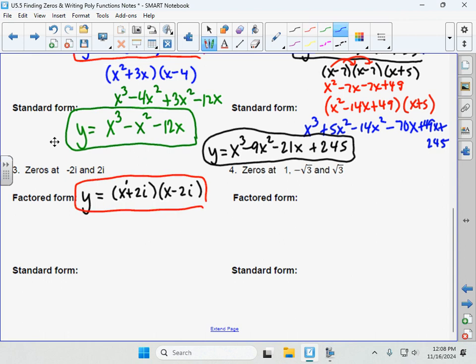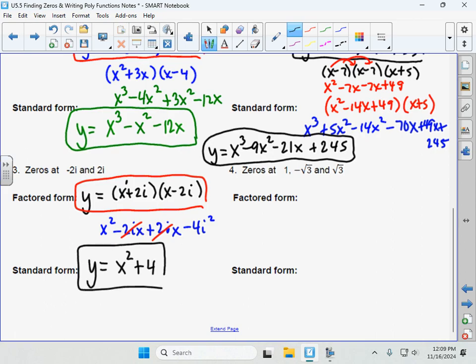Now for standard form, we're going to go ahead and double distribute and multiply this out. So this is going to be x squared minus 2ix, or 2xi, it doesn't matter. And then we'll distribute the 2i over, so it's plus 2ix, or 2xi, minus 4i squared. Now negative 2ix plus 2ix is 0. They cancel out. And then minus 4i squared is really plus 4. So we really have this polynomial x squared plus 4.